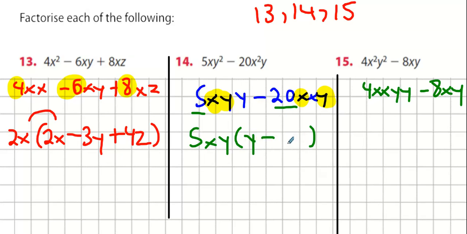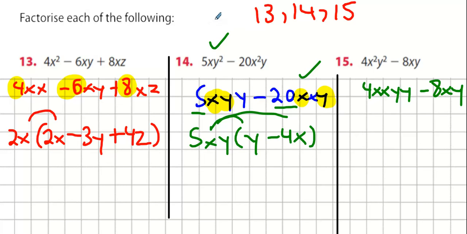Now it's not minus 20, and I'll explain why. Because if I multiply 5 by 20, I'm going to get 100. 100 is too large. I want to get 20. So any idea what to do instead? Yeah, minus 4x. And if you quickly multiply it back out again, what's 5xy times y? 5xy squared or 5xyy. And then 5xy times 4x, 20xxy. Okay, we're all good?